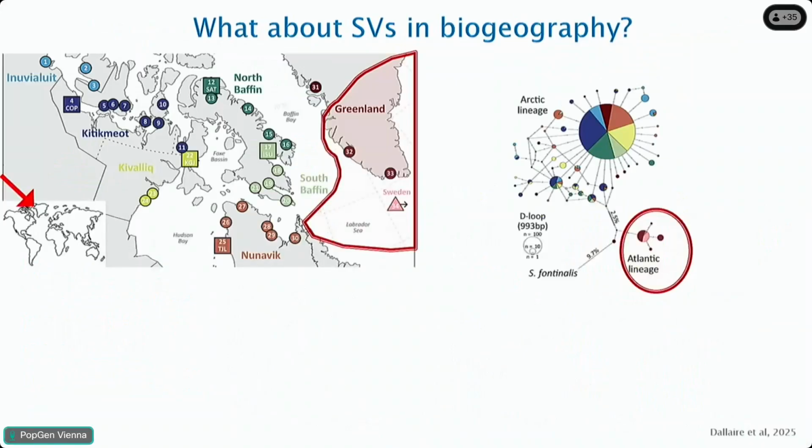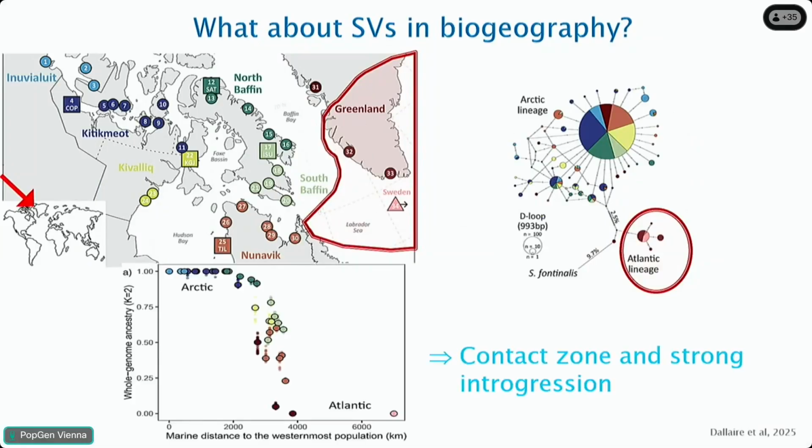The second thing that Xavier did with this data set is look at the biogeography. He was interested in the recent demography of this species. So what they knew, from the mitochondrial genome, is that there was an Atlantic lineage and an Arctic lineage. And the Atlantic lineage was supposedly only in Greenland and the easternmost part. But when you look in the genome, you could see some patterns of introgression.